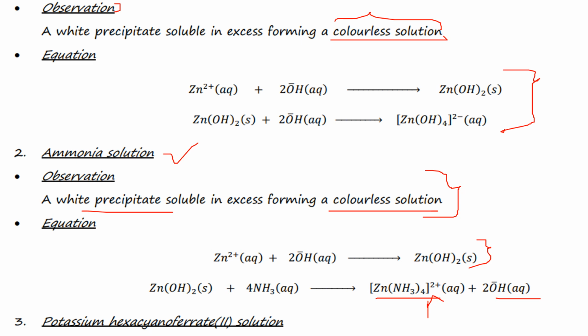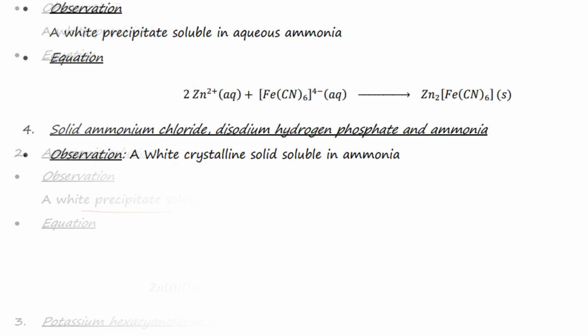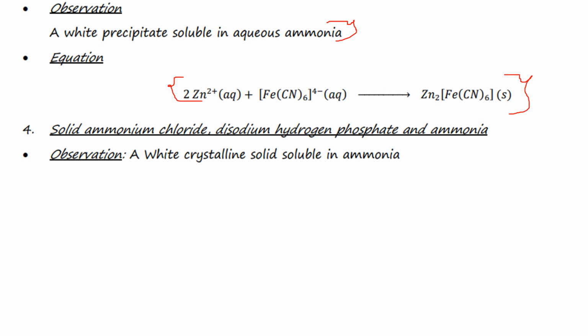Now let's look at another reagent, which is going to be potassium hexacyanoferrate(II) solution, and how it affects a test solution containing zinc 2 ions. So the observation for that is going to be a white precipitate, which is going to be soluble in aqueous ammonia solution, and the equation is going to be as follows. And this one can also be a confirmatory reagent of the zinc 2 ion in the laboratory.